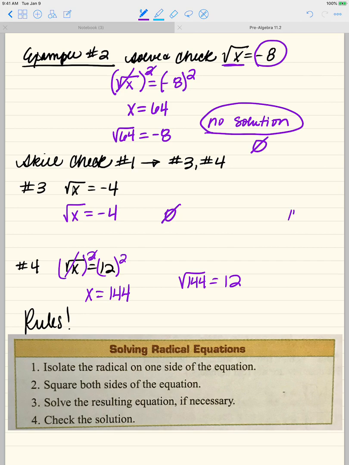If you want to challenge yourself, the answer to number 1 is 49. The answer to number 2 is 2500. Okay. Rules for solving radical equations. Isolate the radical on one side of the equation, square both sides of the equation, solve the resulting equation, and check your solution.